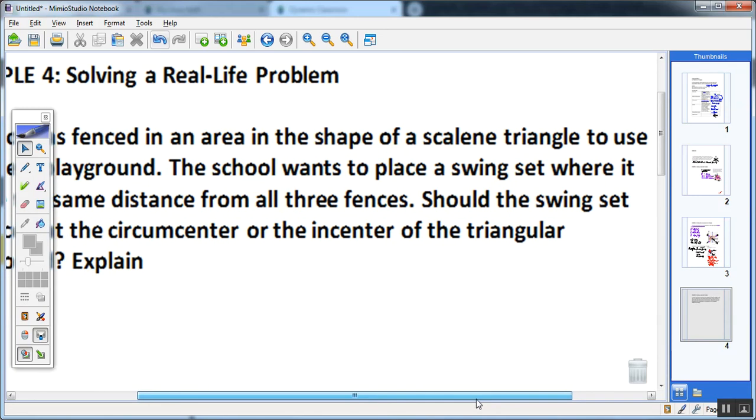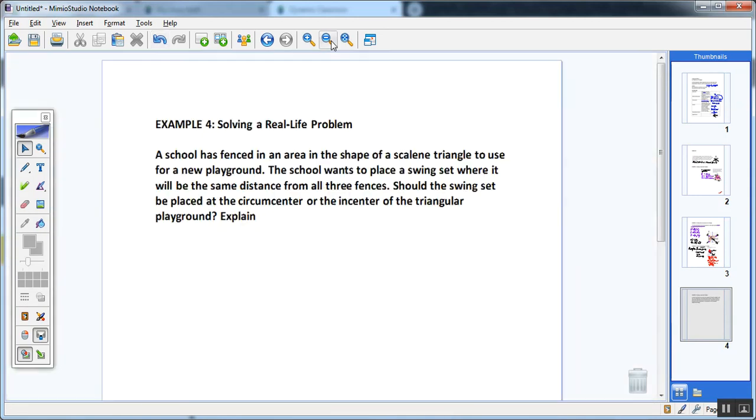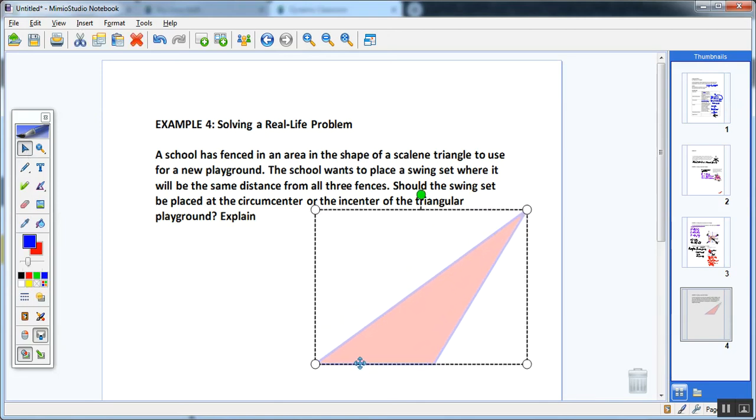Okay, last example. Solving a real-life problem. It says a school has what? They have a fenced-in area in the shape of a scalene triangle. Scalene? Let me draw a scalene triangle. Is that a different side on all these? Yes. Does that look like a scalene triangle to you guys? Yeah. Okay, there's my triangle. Draw a scalene triangle. I don't care what it looks like. Make it kind of similar, but make sure all three sides are different lengths.